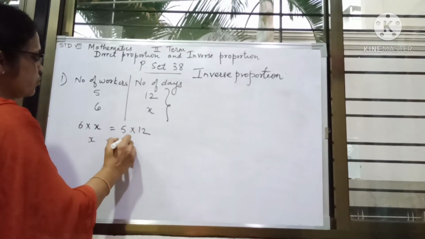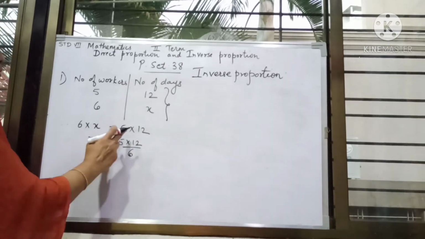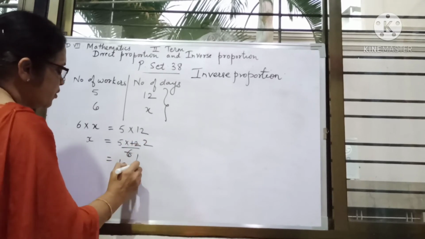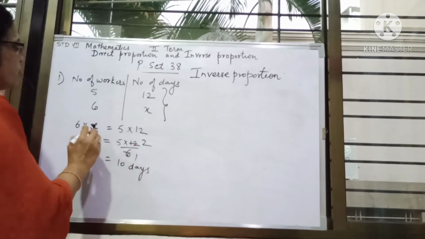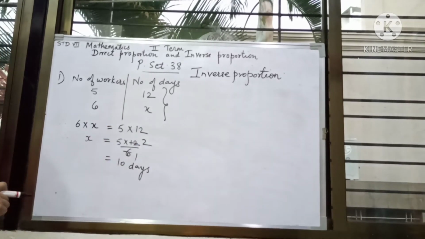So x is equal to 5 into 12 upon 6. Divide both the sides by 6. 6 1s are 6, 6 2s are 12, so 10 days. So 6 workers will require 10 days to complete that work.